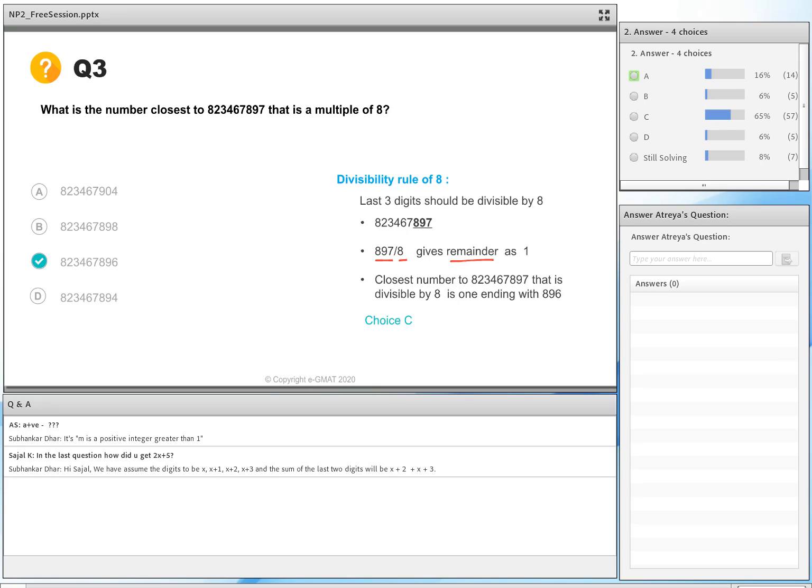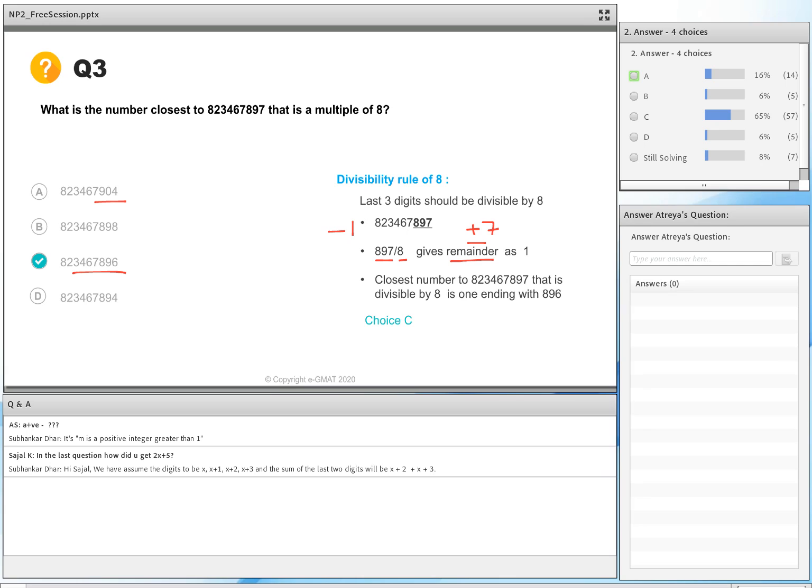So the number that I am looking for is either minus 1 to this number or a plus 7 to this number, correct? Only in those two cases would I get a number which is divisible by 8. With minus 1, I get 896, the number that ends with 896. That is the answer to the question because I'm moving just one from the number given in the question. However, if I go to a plus 7, then I'm moving farther away, right? I'm not moving 1, but 7 blocks. So that is the reason why choice A is not the answer. I hope it's clear to all of you.